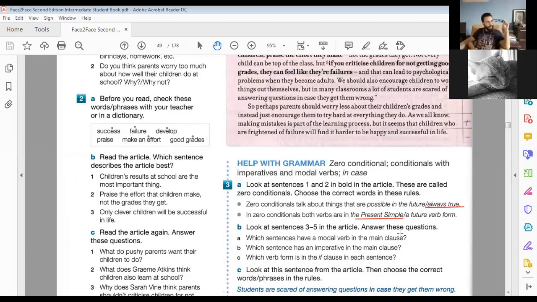Which sentence? Exercise 2. 3B? Yeah. Go ahead. Yes. Which sentence? No, correct. You're right. Which sentences have a modal verb in the main clause?